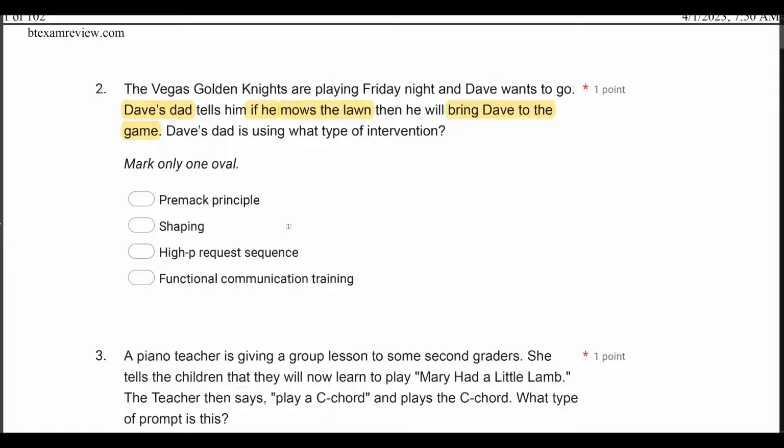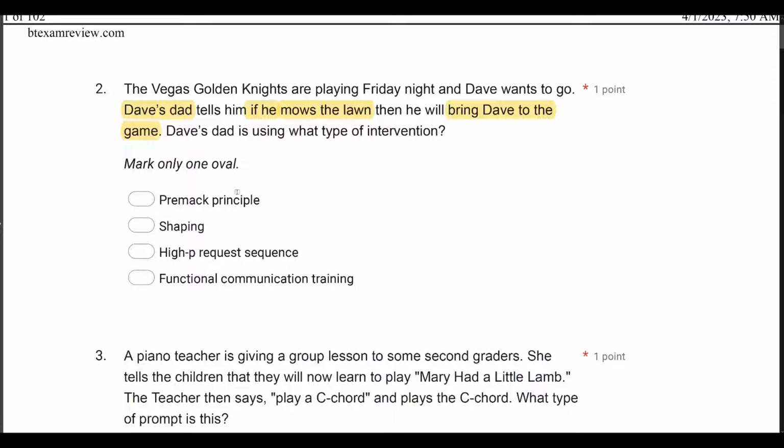It isn't a high P request sequence because Dave's dad hasn't given him multiple high probability requests in a row. He's just, again, set up a simple Premack principle based contingency. And there's no functional communication training. He's not teaching Dave to communicate anything. It's simply, as reinforcement, you can engage in your highly preferred activity, but first you must engage in this lower preferred activity.